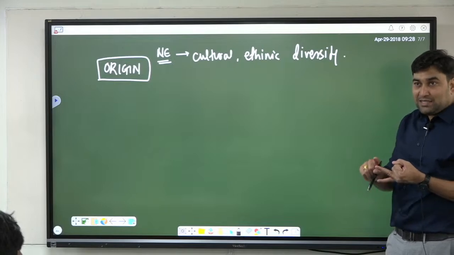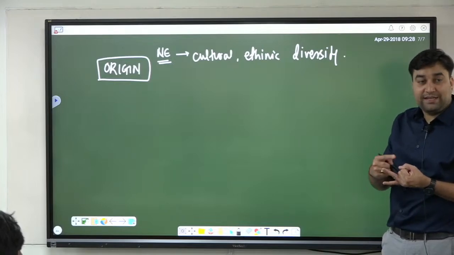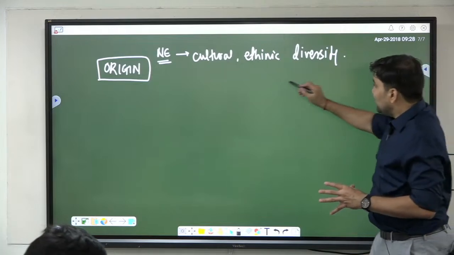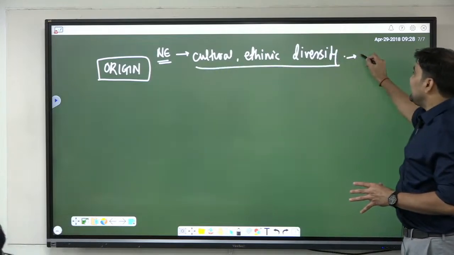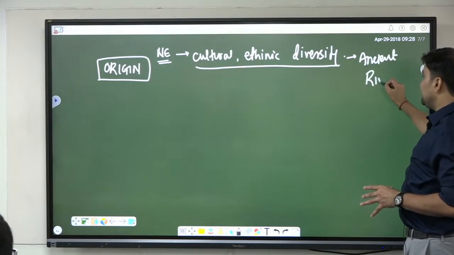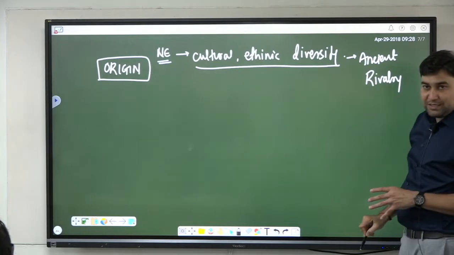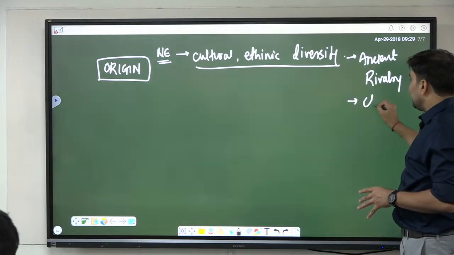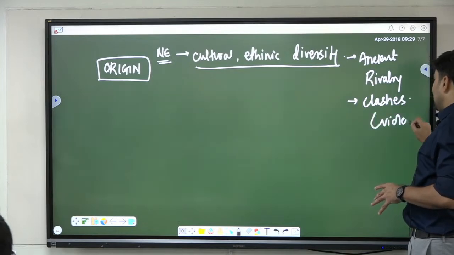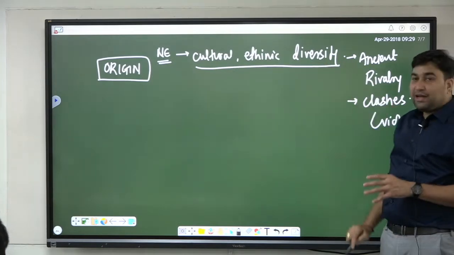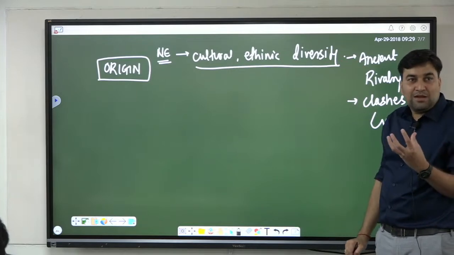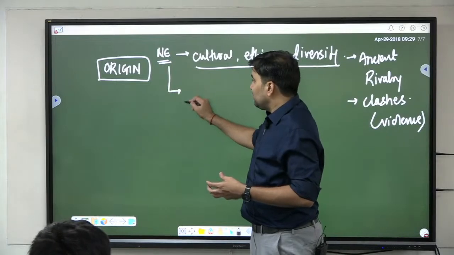Getting the idea? Garos, Khasis, Jaintias, what are all these? Multiple tribal groups are there, right? Between them, there is ancient rivalry. Ancient rivalry is present. And also there are always clashes between these communities and there is violence. Because of this extreme diversity and the complex relationship, what did the Britishers do here?